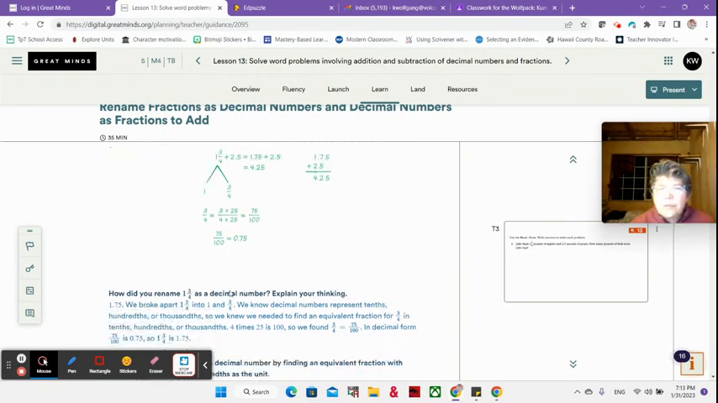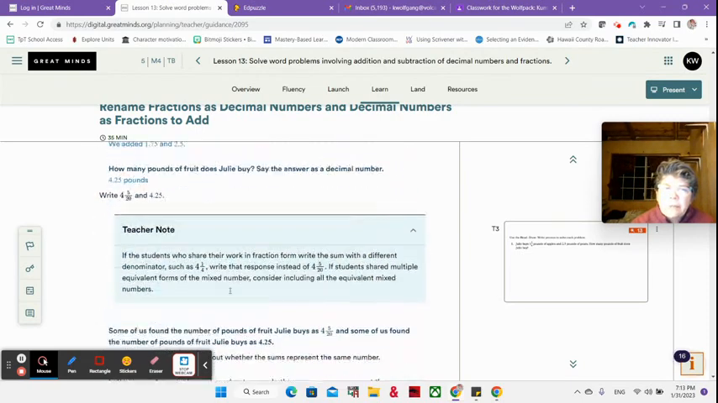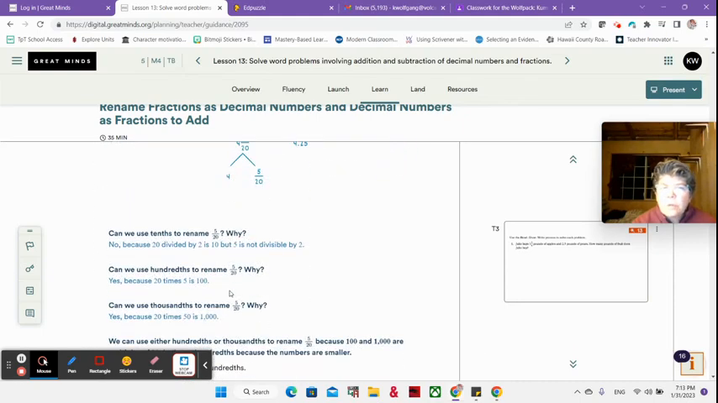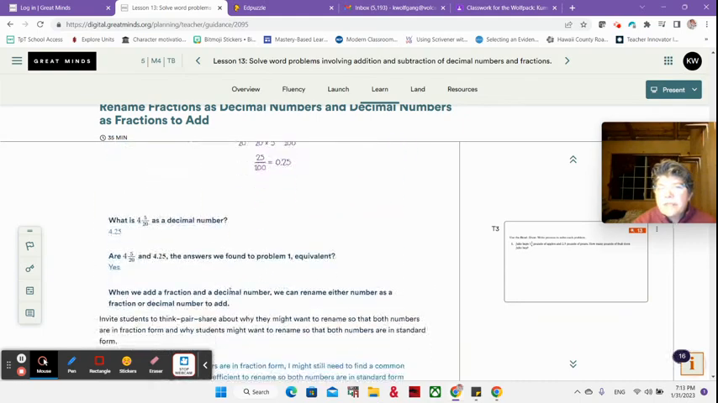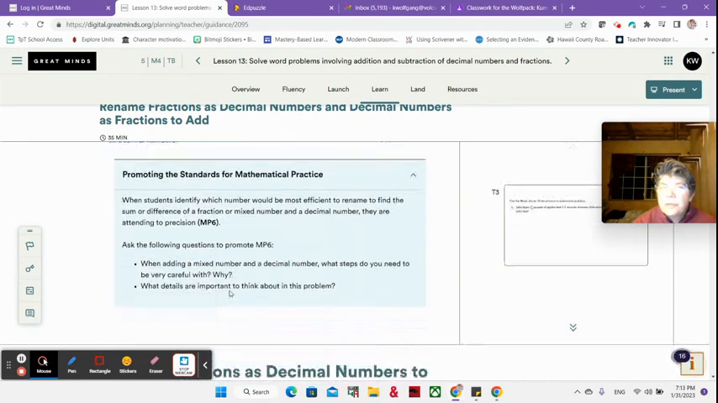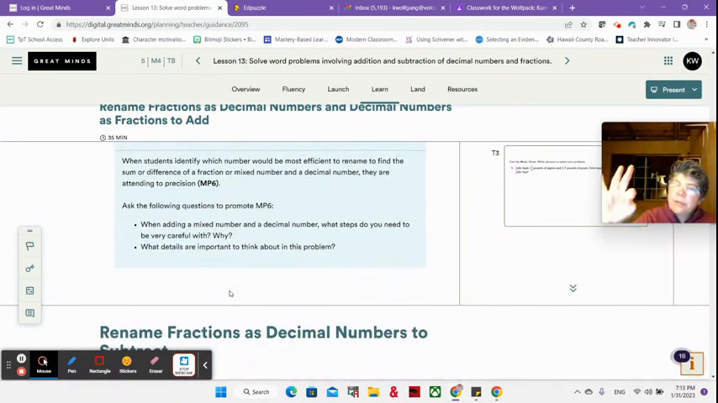Do you think you would rather rename them as decimals, or would you rather rename them as fractions? Which one would you rather do? That's question number 3 for you.